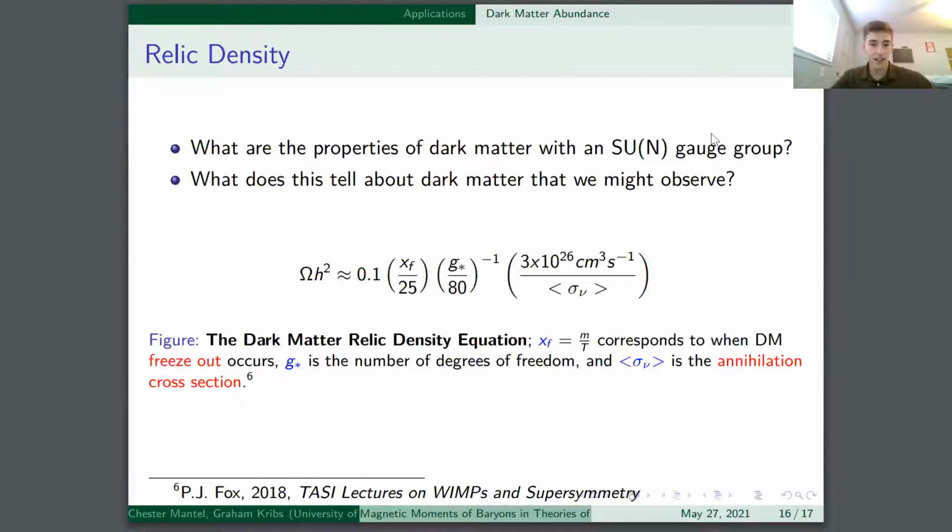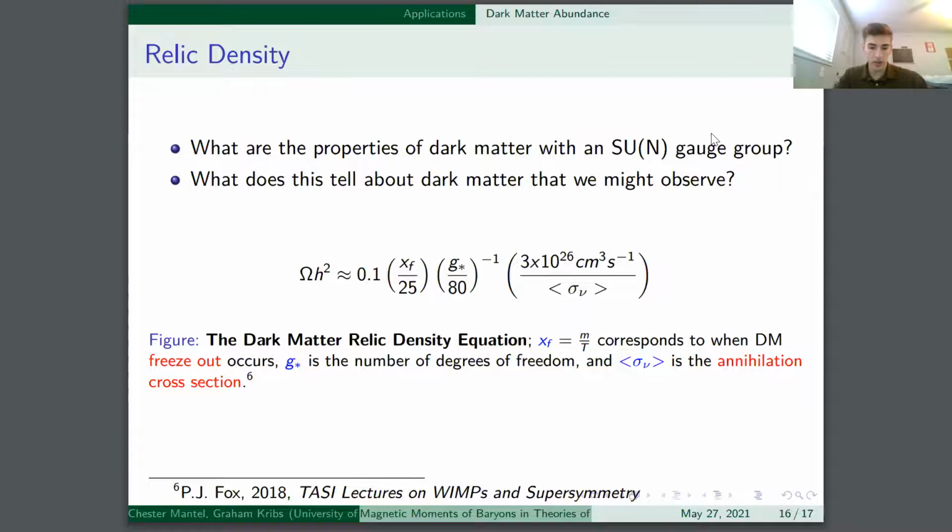And then lastly, it would be about the relic density. What are the properties of dark matter that themselves have an SU(N) gauge group, not just from approximating them, but let's say there's a theory of dark matter that actually has n colors, or something that behaves like n colors? What are the properties of this? For example, what could that tell us about the dark matter that we observed, or how much of it?